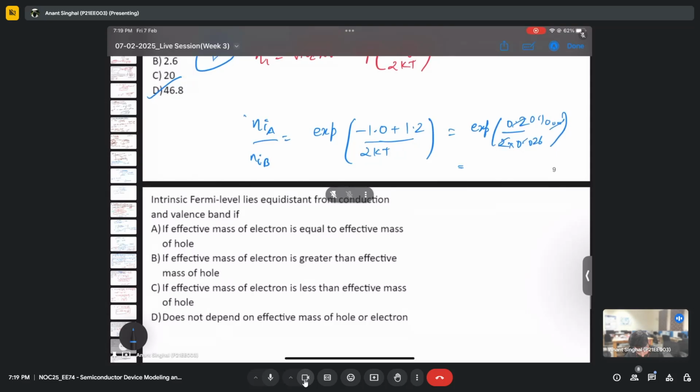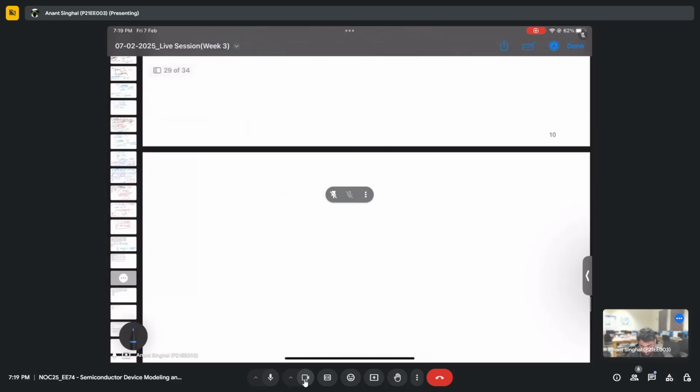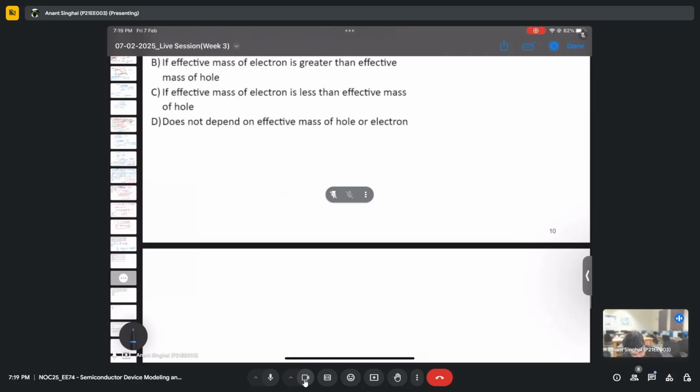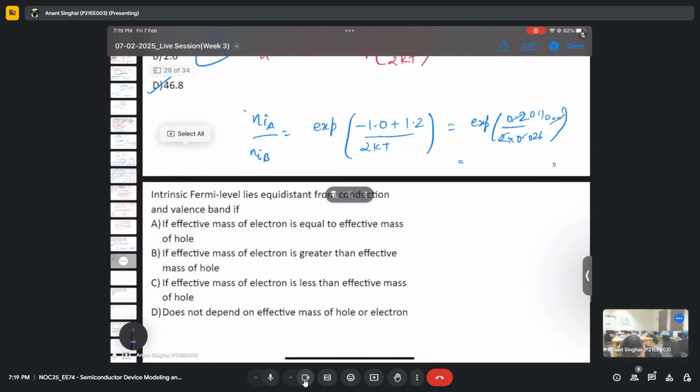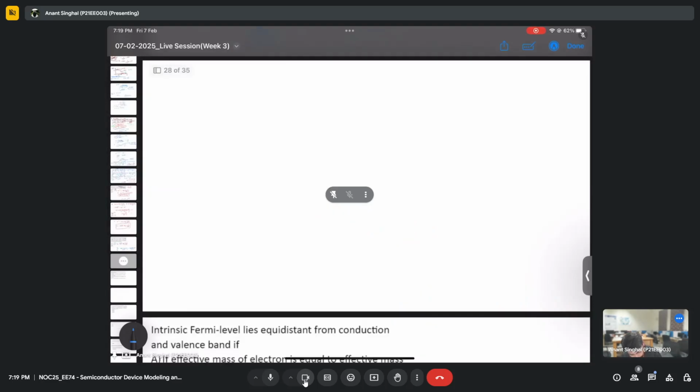Okay, so there is one more concept of effective mass. Effective mass has already been taught in the previous class, but there is one more thing that you should also know. This is regarding the intrinsic Fermi level. First of all, I'm talking about the intrinsic Fermi level as of now. Intrinsic means Ei I'm talking about.